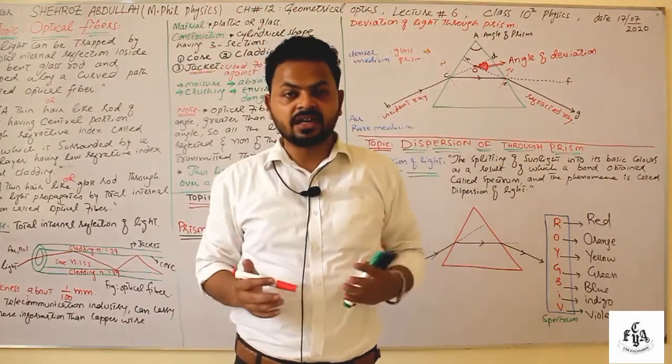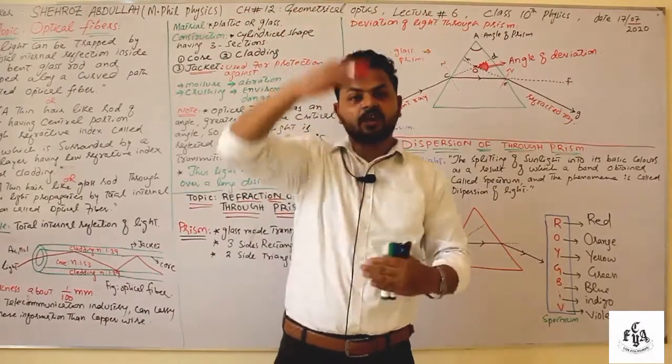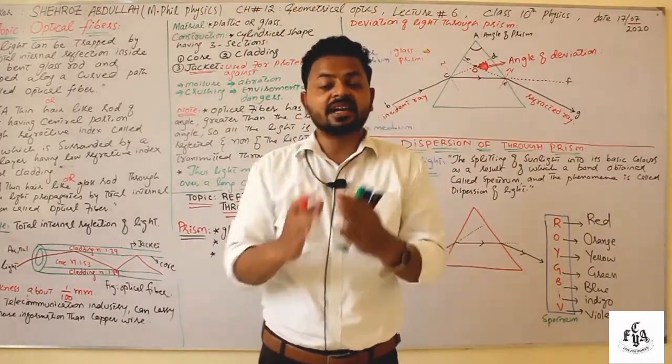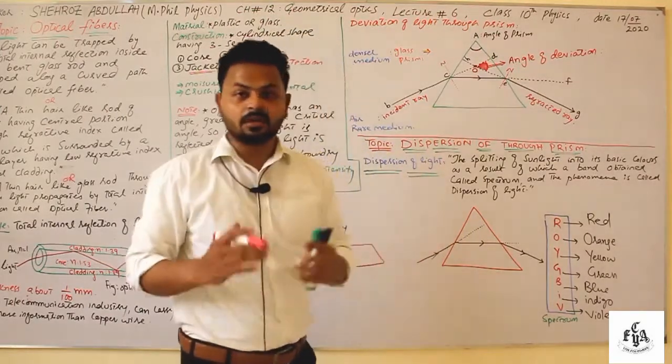Okay. Now look, as a result of dispersion, we get a band of colors, right? We get a band of colors or a sequence of colors. Do remember, we get an arrangement of colors, right? And that arrangement of colors is known as what? Spectrum.